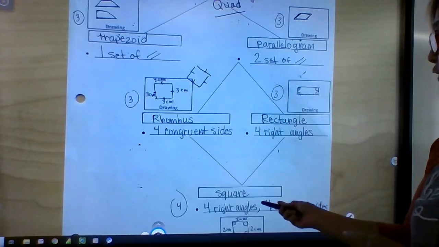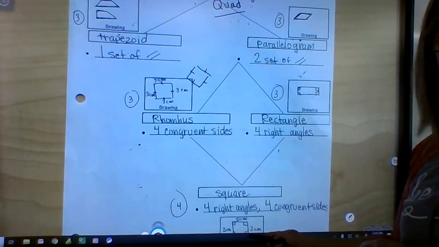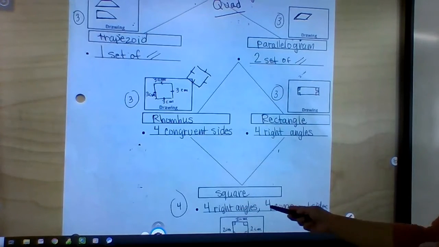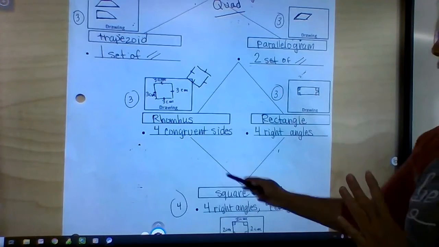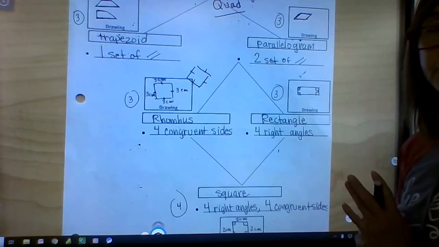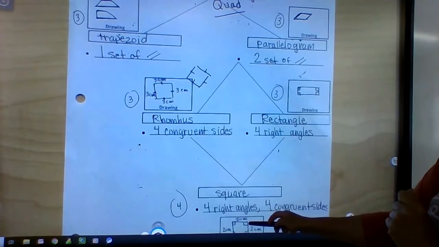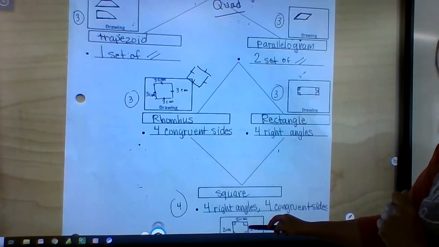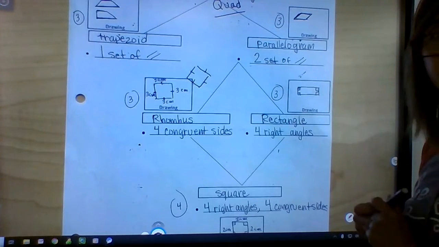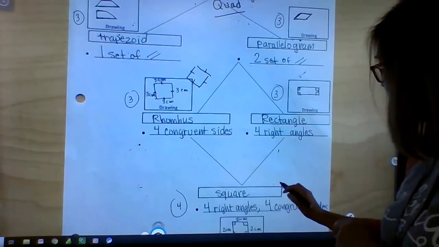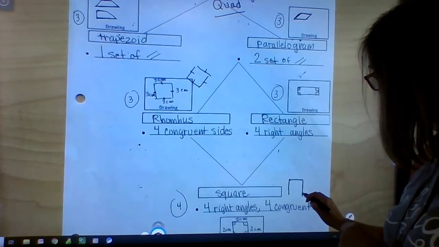Well, if you look at it, a square has 4 right angles on it, and a square also has 4 congruent sides. So therefore, a square is also the rhombus. Okay? We know that we said a square was also a parallelogram because if you look at the square, does a square have 2 sets of parallel sides? It does, right? So I'm going to draw the other square right here so you can see it more.